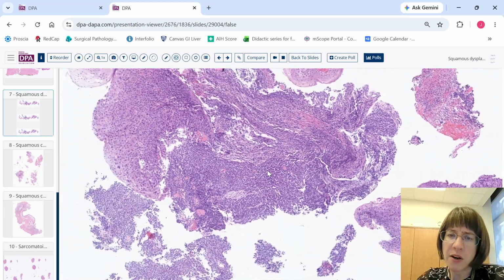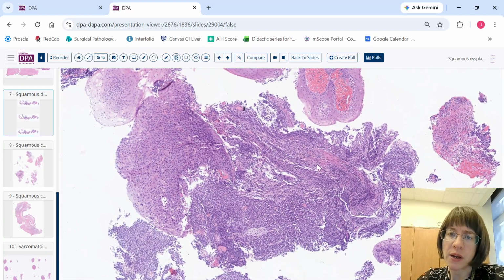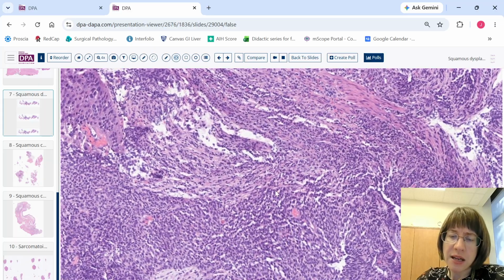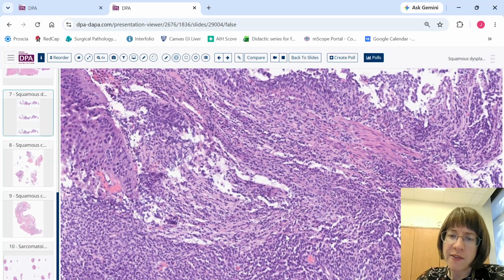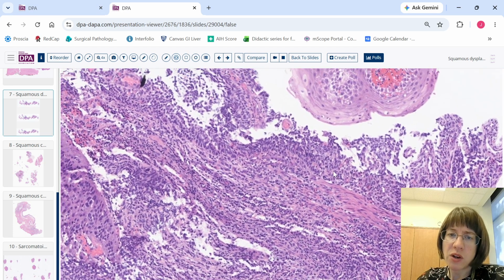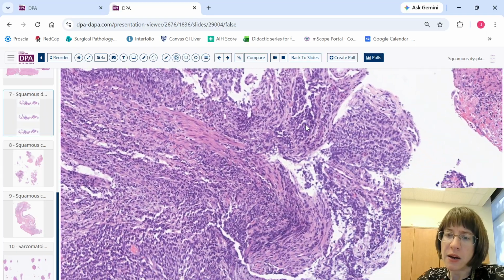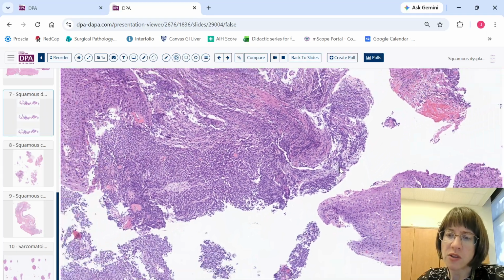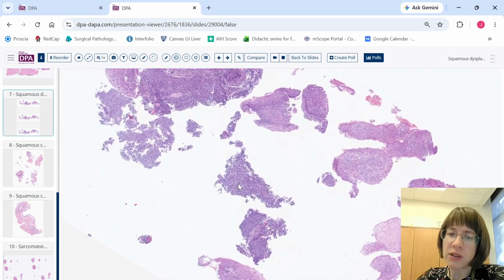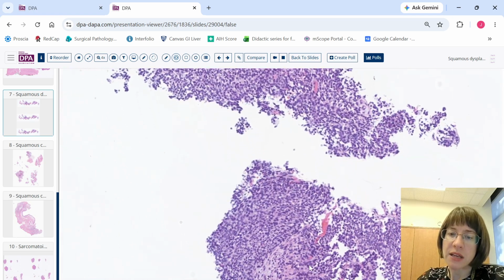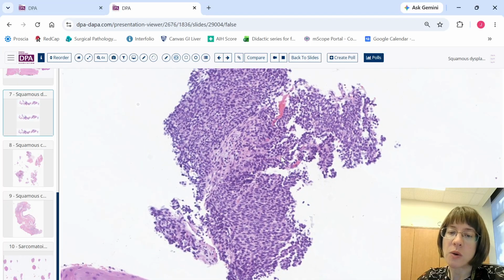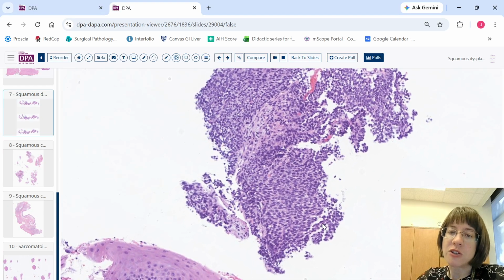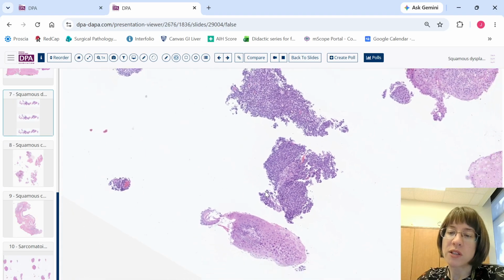I'd probably want to do a keratin and a squamous marker like a P40. But when you get these nests down here and you have a bit more trouble telling where the junction is between the epithelium and the underlying stroma, that's when you start to worry, am I missing an early invasive squamous cell carcinoma? And of course, if this was a larger lesion, I would still say, at least squamous cell carcinoma in situ, because we don't know if there's something worse underlying this.